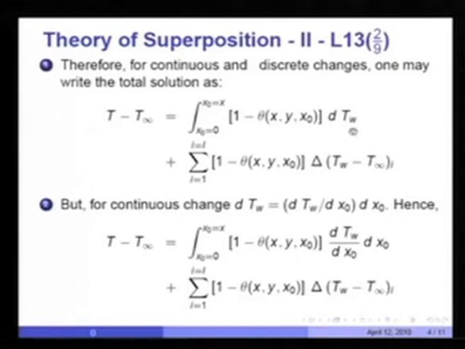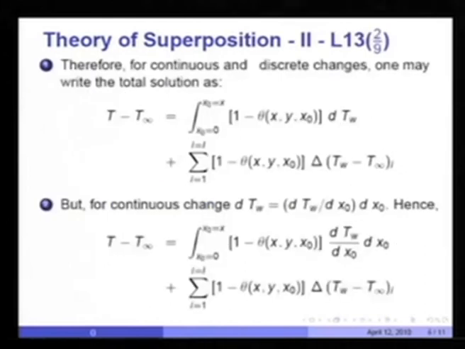But notice that in the continuous part dt w is nothing but dt w by dx naught into dx naught, and therefore, I can also write the total response function, the temperature function, as the integral from x naught equal to 0 to x naught equal to x of 1 minus theta x y x naught, dt w by dx naught, into dx naught, plus the sum of 1 minus theta x y x naught into delta t w minus t infinity I.